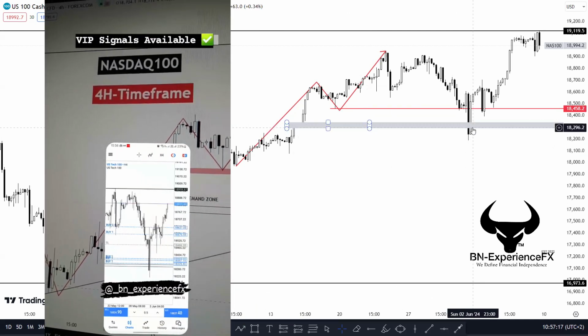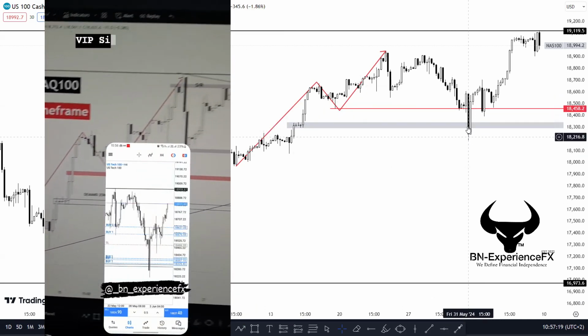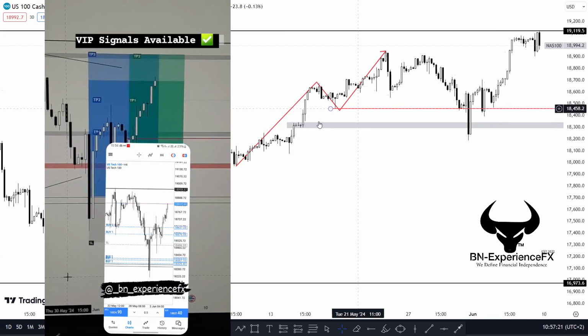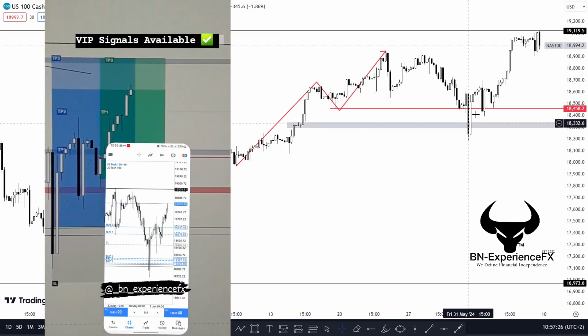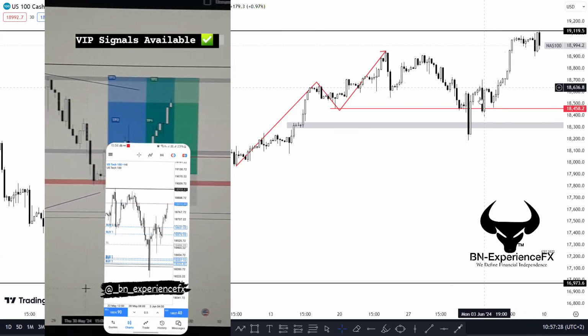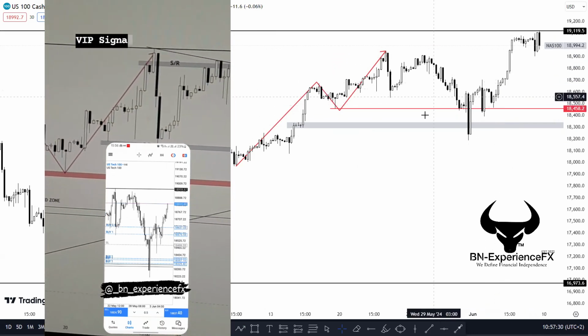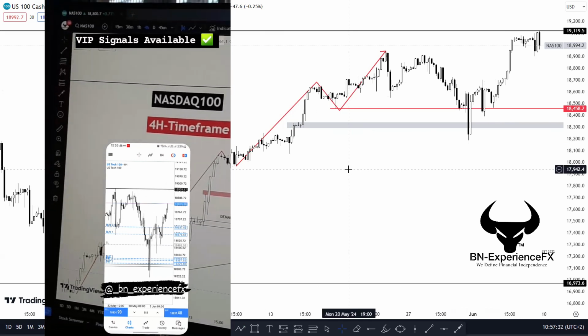This was a beautiful, beautiful setup. Took buys here, went up with it. It should be here on the screen. You should be seeing some of the results. It's a beautiful trade, you guys. So yeah, anyway, that's enough about that.